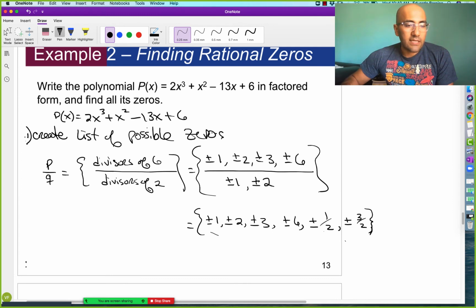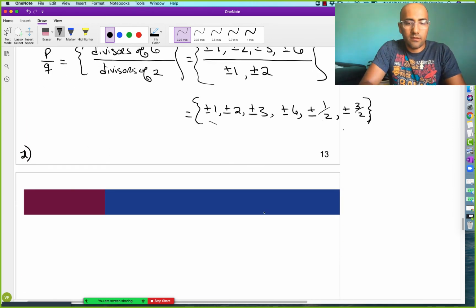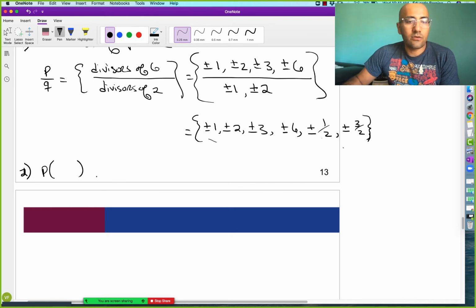Okay, so the next step is the step where we're going to use technology instead. The book tells you to check each one of those values, but we're not going to do that. Okay. So the next step would be to evaluate each of these values at each of those zeros.